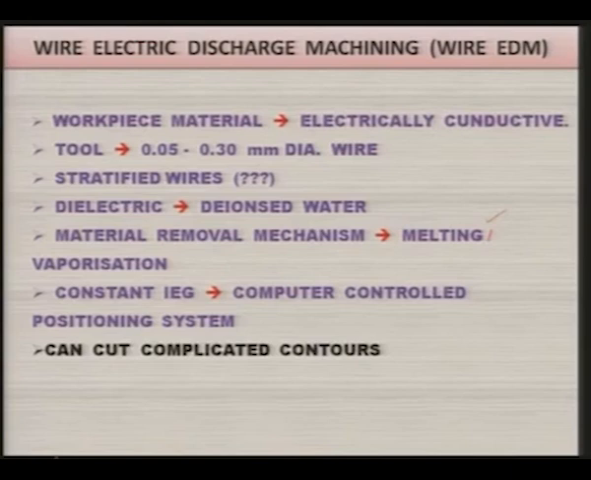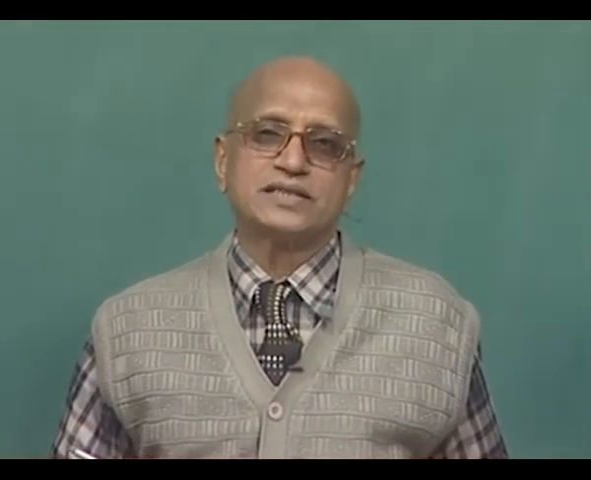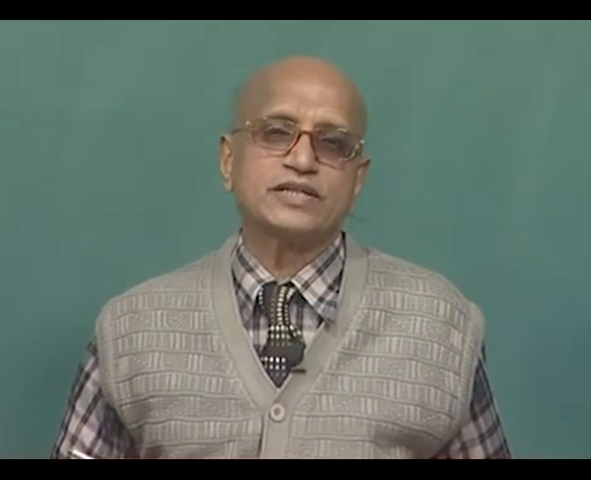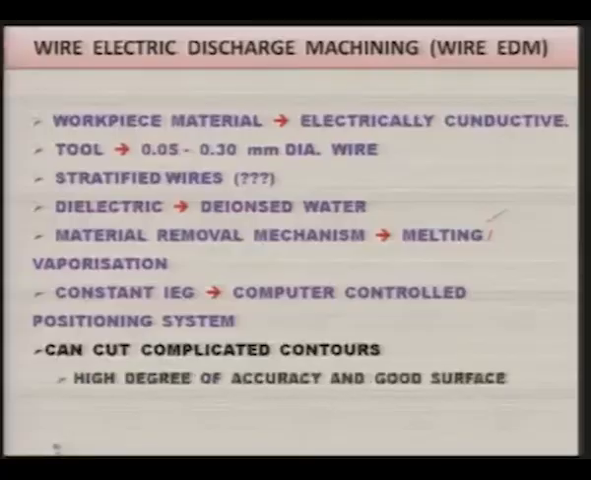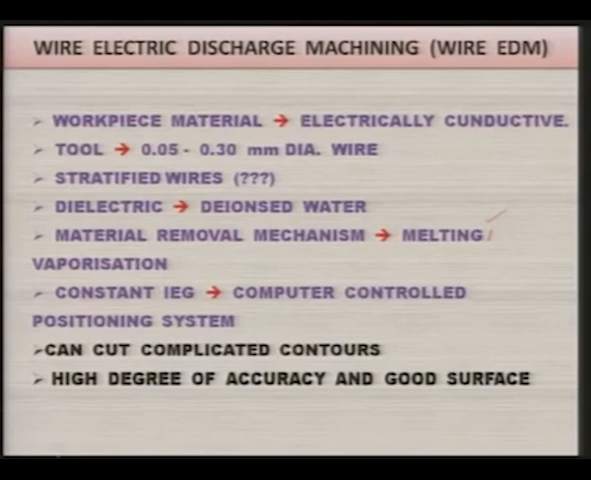Now, the beauty of this particular process is that wire EDM can be used for cutting complicated contours, even 3-dimensional. For cutting 3-dimensional contours, wire EDM is very suitable and very economical. Another important point is that you really do not melt and vaporize the whole of the material to be removed, rather you can get a solid piece from the area from where you want to machine the material. You can achieve a high degree of accuracy and good surface finish.